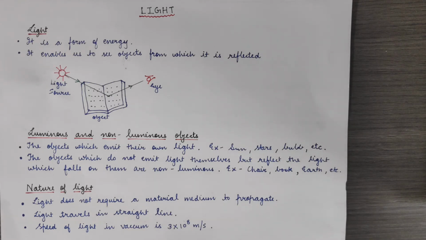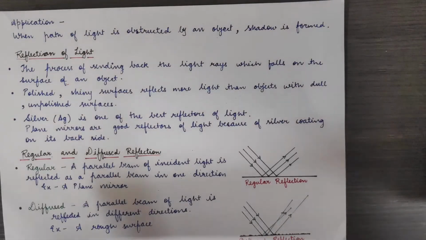Now the next thing is, light travels in a straight line. We will understand this with a daily life example. Whenever the path of light is obstructed by any object, a shadow is formed, because light travels in a straight line. Now the next thing you should know is, the speed of light in vacuum or air is 3 × 10^8 meters per second. Now let us move ahead.